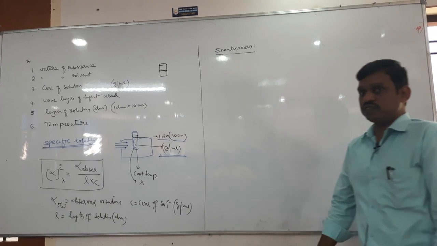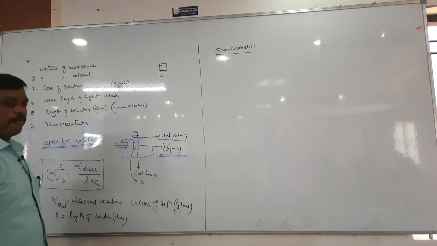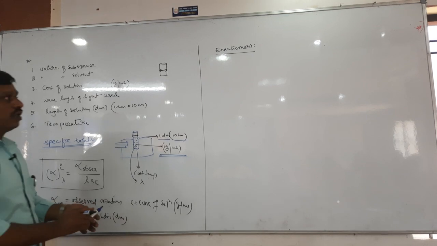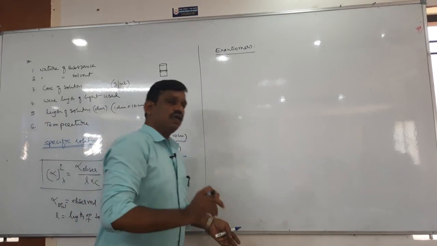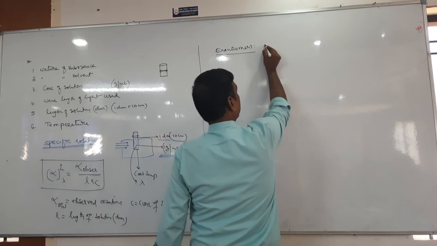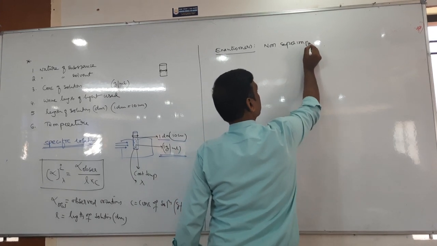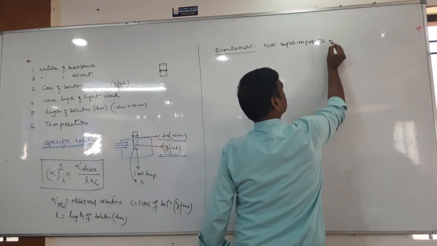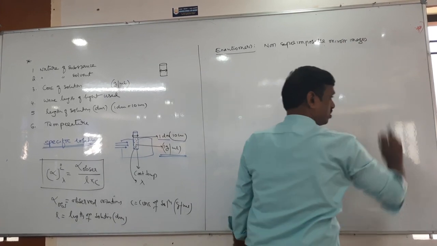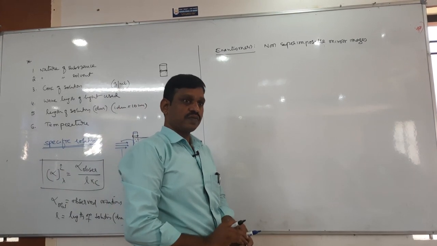Next, enantiomers and diastereomers. So what are enantiomers and diastereomers? Tell me. An enantiomer is a non-superimposable mirror image, but they should be mirror images. So non-superimposable mirror images are called enantiomers.